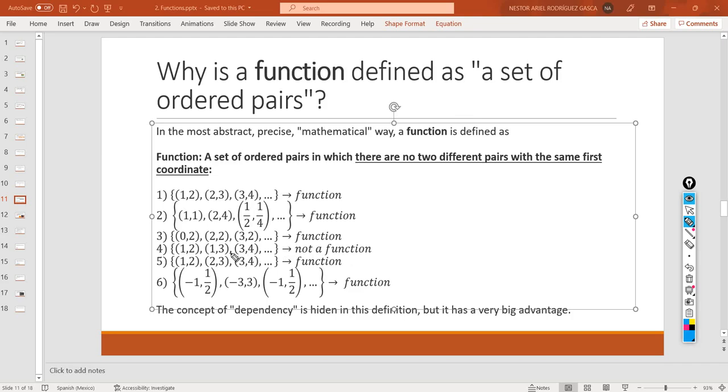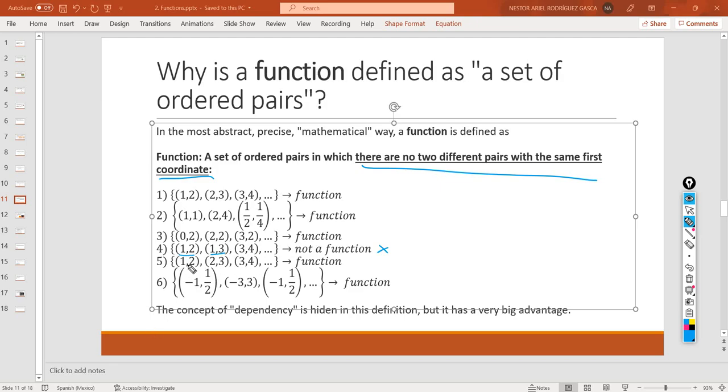Not a function. Why? Because these two pairs, 1, 2 and 1, 3, are already violating my rule, which is this one. Why? Because these are different pairs having the same first coordinate, 1, 2 and 1, 3. Just like I told you here. Can you remember? So this is not a function. This set does not represent a function.